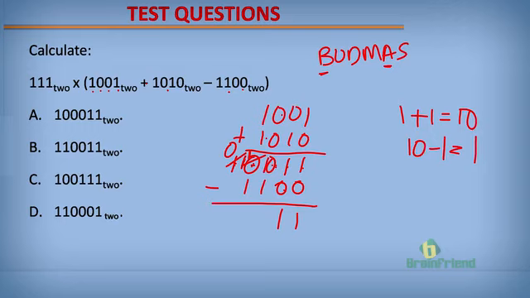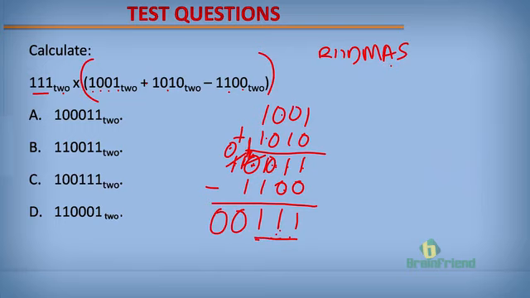So this is 10 minus 1. Our identity is 10 minus 1 is 1. And here, remember, we are left with just 1. 1 minus 1 is 0. And this is 0. So this bracket gives 111. Now multiplying what we got here by this. So we have 111 times 111.